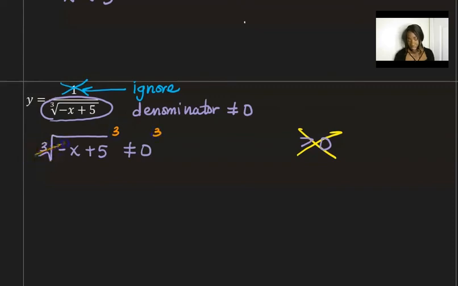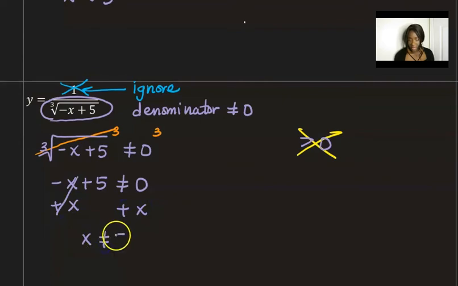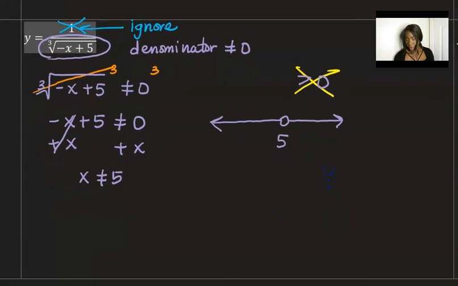So to solve this equation, I'm going to cube both sides, because cubing both sides will get rid of that cube root, and it will leave me with negative x plus 5 cannot be equal to 0, because 0 cubed is 0. And then I'll add x to both sides of the equation to get that x cannot be 5. So 5 is the only number that would make the denominator equal to 0. And so 5 is the only number that I need to exclude from the domain. This would be all real numbers except 5.